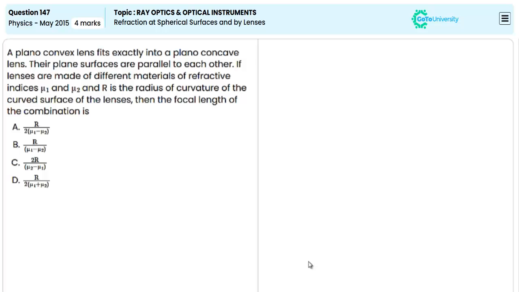This problem involves a plano-convex lens and a plano-concave lens fitted together with the parallel plane surfaces and made of materials with refractive indices mu1 and mu2 respectively. Let's calculate the effective focal length of this combination. The focal length f of a lens is given by the lens maker's formula, that is 1 by f is equal to (mu minus 1) into (1 by r1 minus 1 by r2).